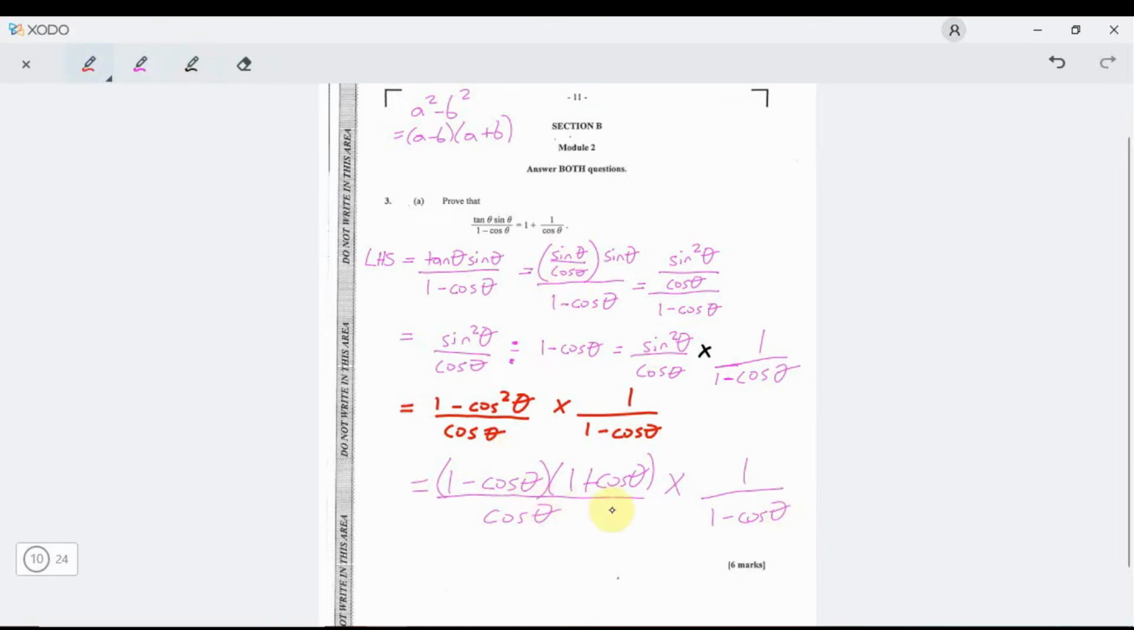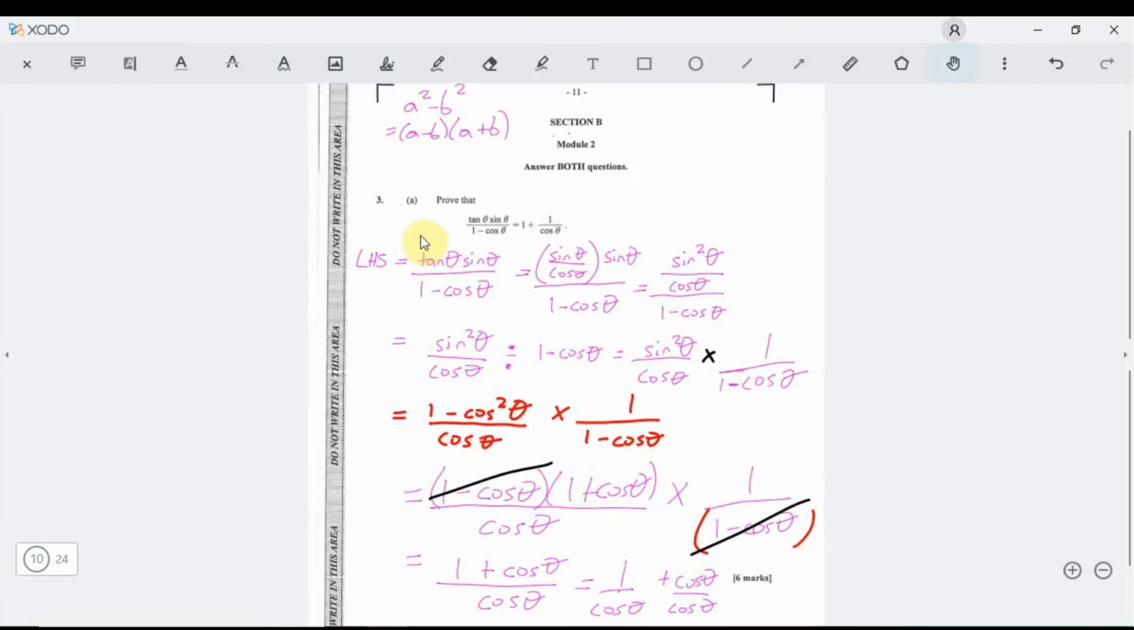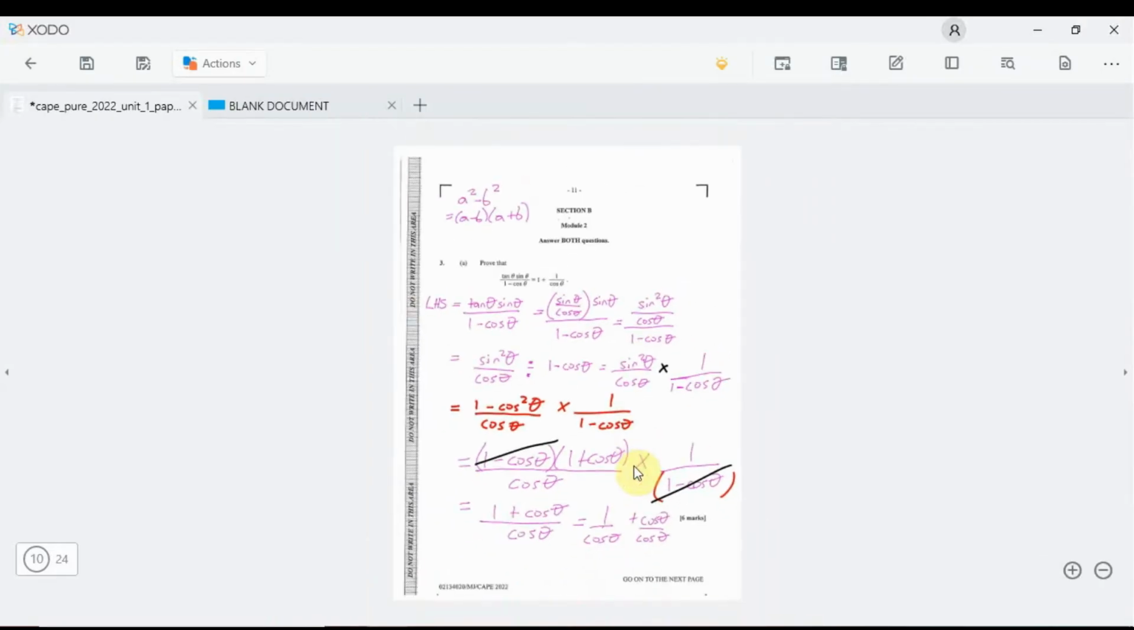Then guess what? 1 minus cos theta is going to cancel the 1 minus cos theta here. So now we're left with 1 plus cos theta times 1 over cos theta. So 1 plus cos theta over cos theta, which you can separate now as two fractions, 1 over cos theta plus cos theta over cos theta, and cos theta over cos theta is 1. So this part becomes 1 over cos theta plus 1, and that's your right-hand side.